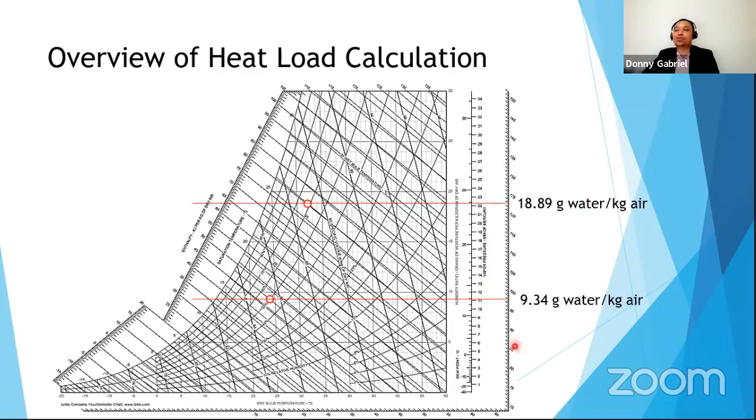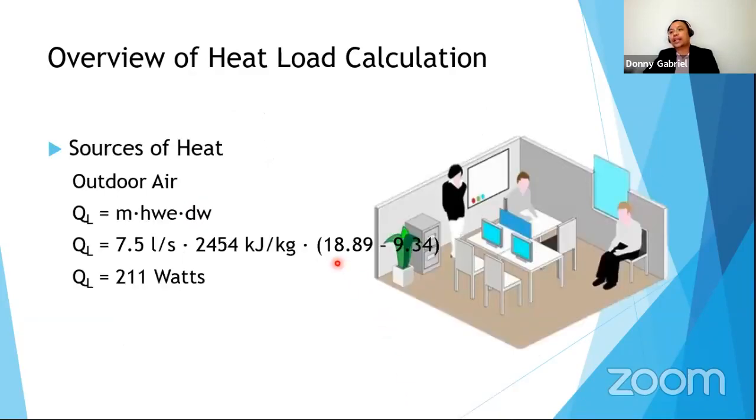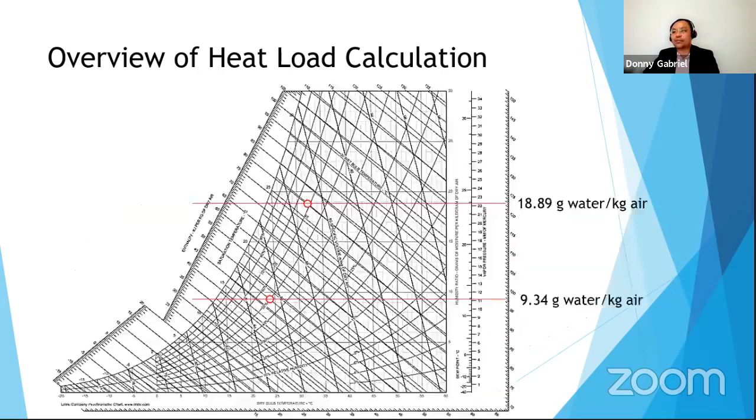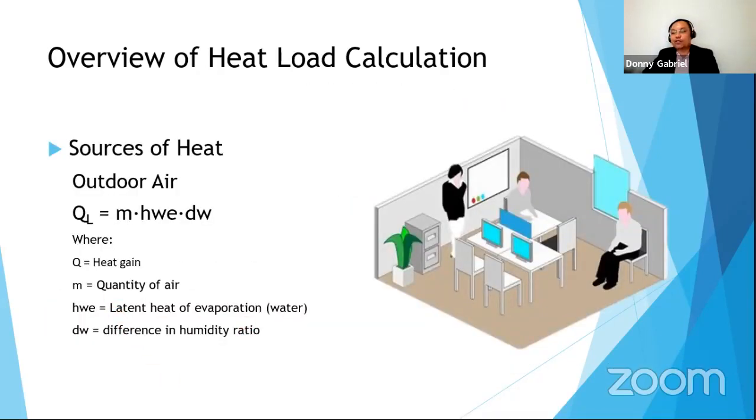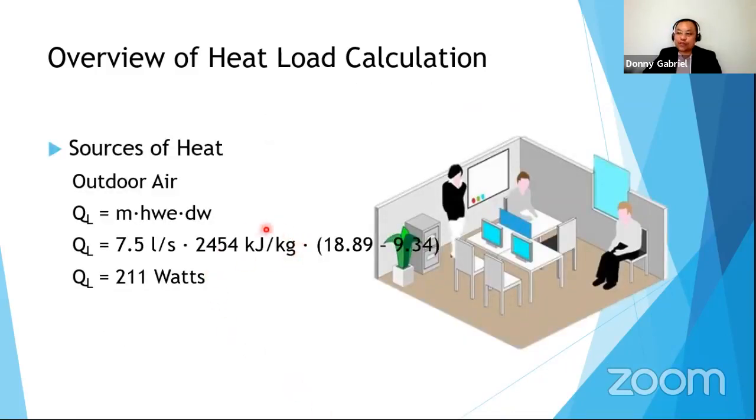So now we can plug these numbers into our formula. Ito siya, 18.9 saka 9.34. This is our humidity ratio. Ito, ang pangalan niya ay latent heat of evaporation. This latent heat of evaporation is constant. Parang specific heat of air lang yan. Constant to, hindi ito nagbabago. So the flow of air we calculated for these 3 people, times this latent heat of evaporation, times the difference in humidity ratio, will give you about 211 watts of latent heat.